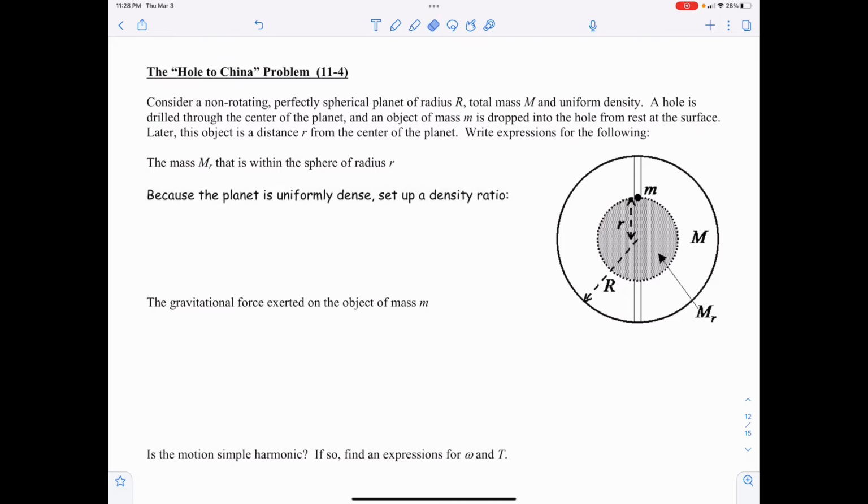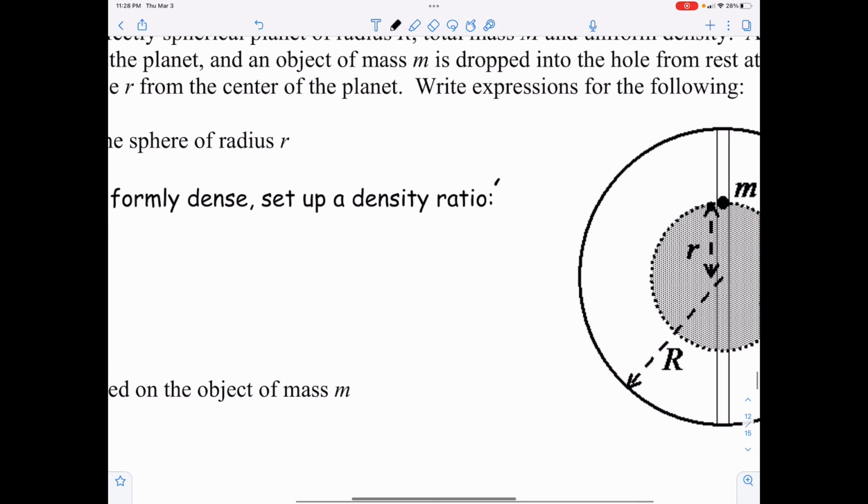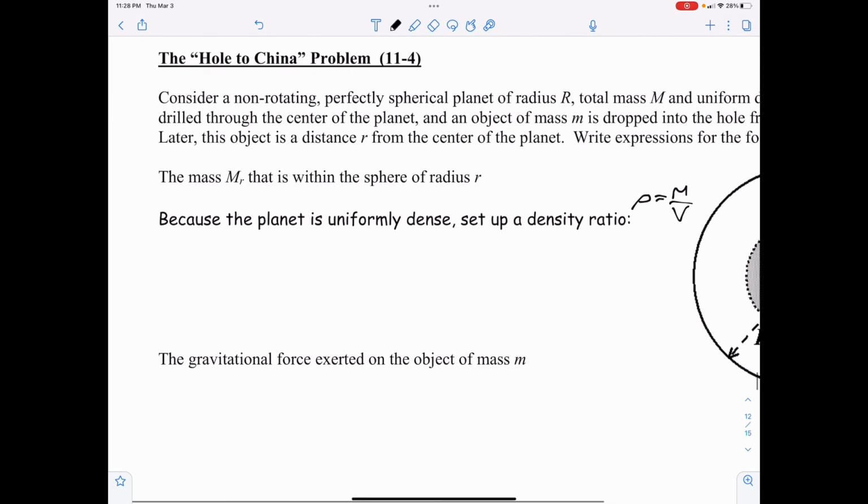Well, because the planet is uniform density, let's set up a density ratio. So remember, density is mass per unit volume, right? So here's how we'll do that. We'll go mass M sub r per unit volume. Now, volume, if you recall, is 4/3 pi r cubed. I'm talking little r for that one. But what I'll do is set up a proportion with the entire planet, with M and then 4/3 pi big R cubed.